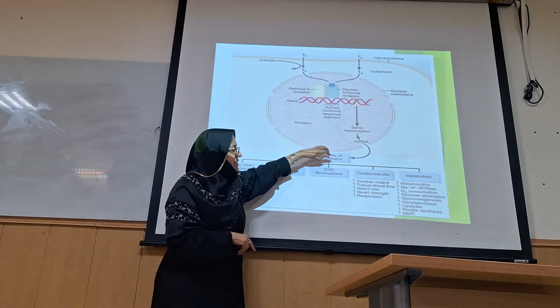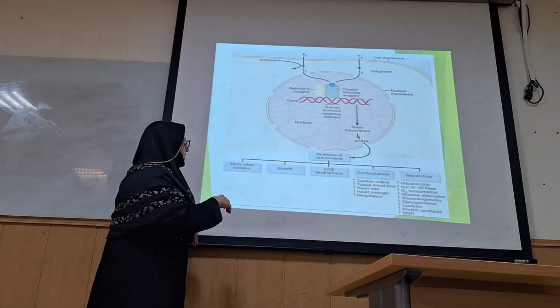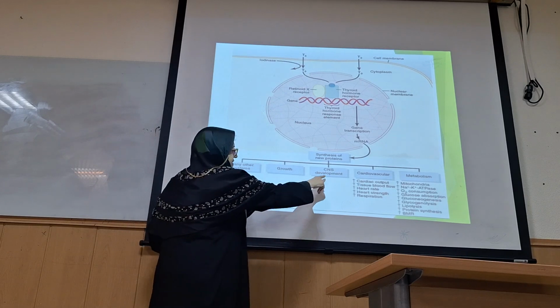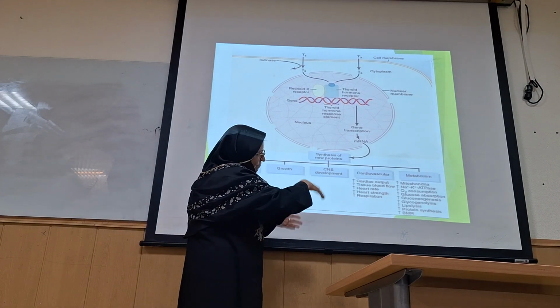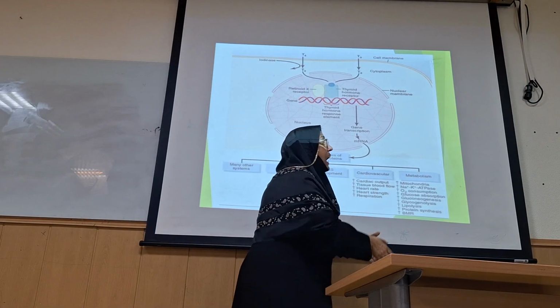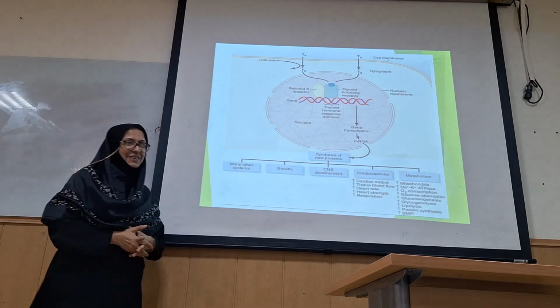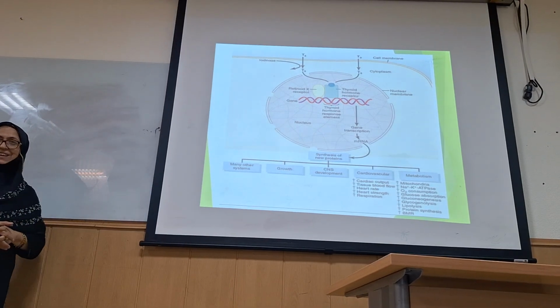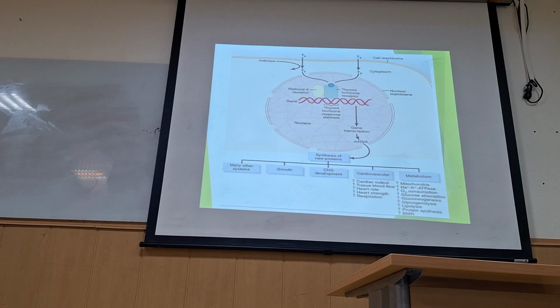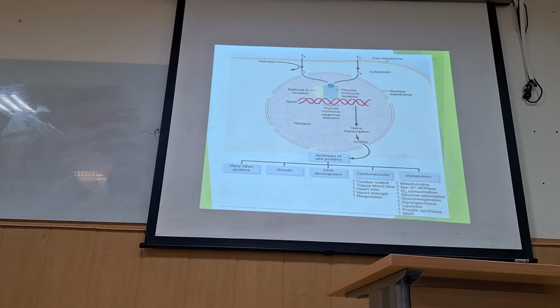These proteins affect growth, the central nervous system, cardiovascular system, and the total body. Therefore, we have receptors in our body for thyroid hormones. Thyroid hormones are very important hormones. We need thyroid hormones at the normal value.